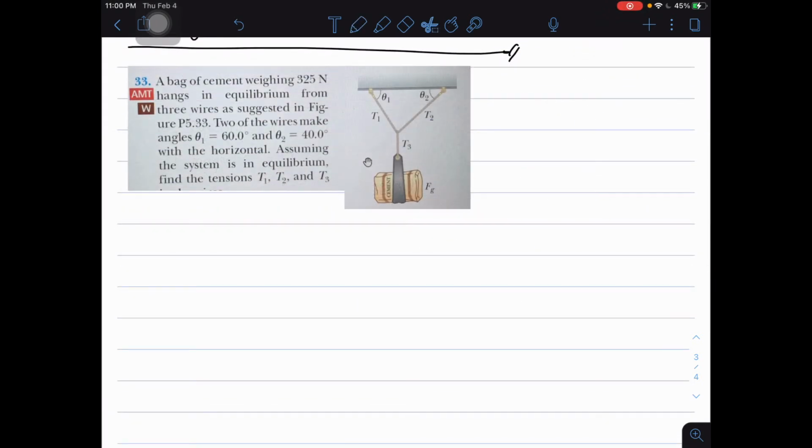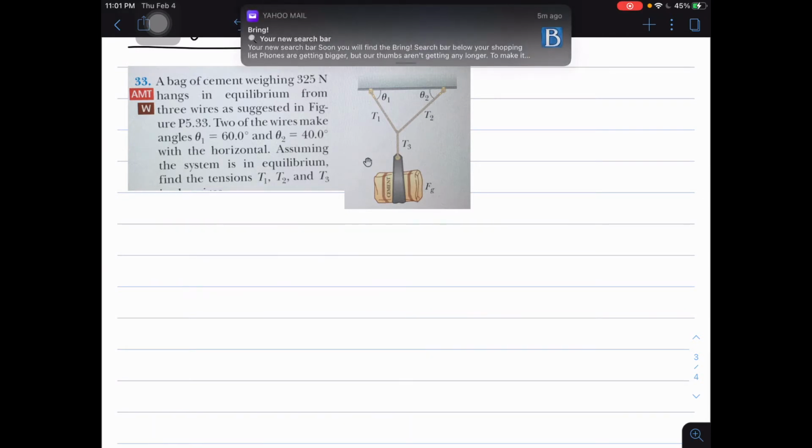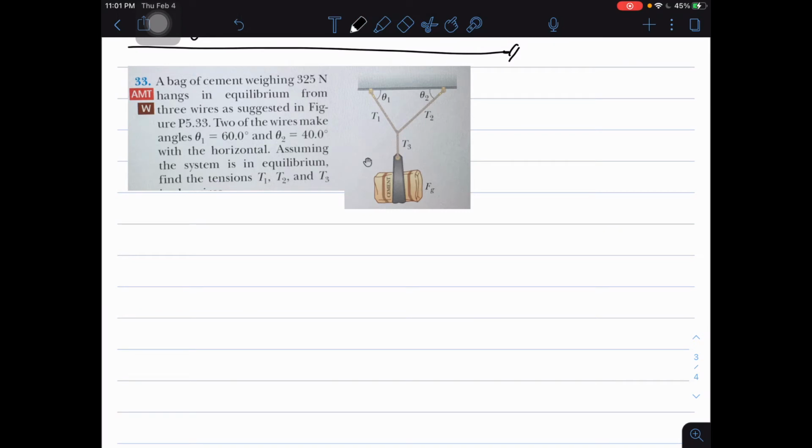We have this bag of cement which is in an equilibrium state, and as you can see in the figure, we have T1, T2, and T3, and we are asked to find the values of these three tensile forces given angle theta 1 and theta 2, and also the weight of the cement is also given. This is equivalent to 325 newtons.